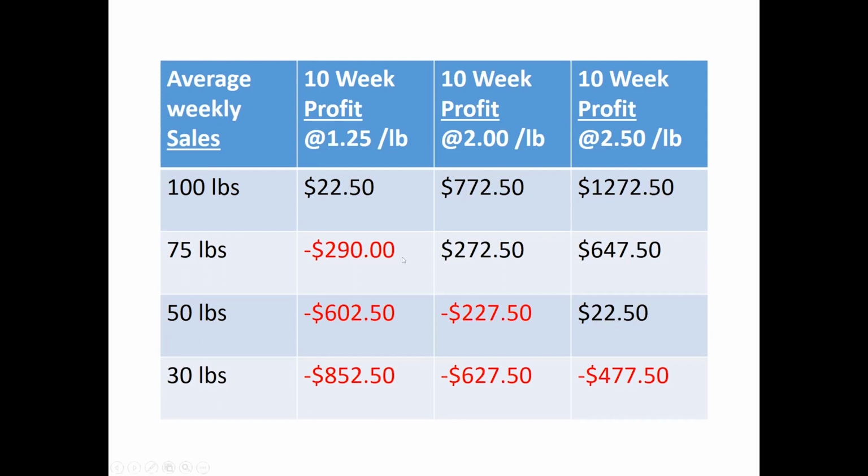Selling your tomatoes at 75 pounds to 50 pounds and keeping them at a lower price, you're in the red. The less amount of tomatoes you're selling a week at that lower price is keeping you in the red, so it's a negative number. If it's 75 pounds, you can make a profit at the $2 mark and going a little higher at $2.50. But once you get to a lower amount of average sales per week at 30 pounds, even at $2.50, you're still in the red right here, in which we don't want to be in the red.